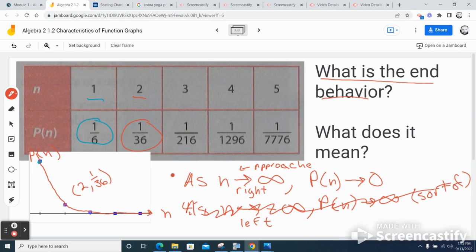So what is the end behavior? This is the end behavior, but what does that mean? As you increase the number of dice, what is that probability approach? 0. What does that mean? That's right. It means that it's almost impossible. In other words, if I roll 10 dice, the odds of me getting 10 of those dice to all equal 5 is almost impossible.